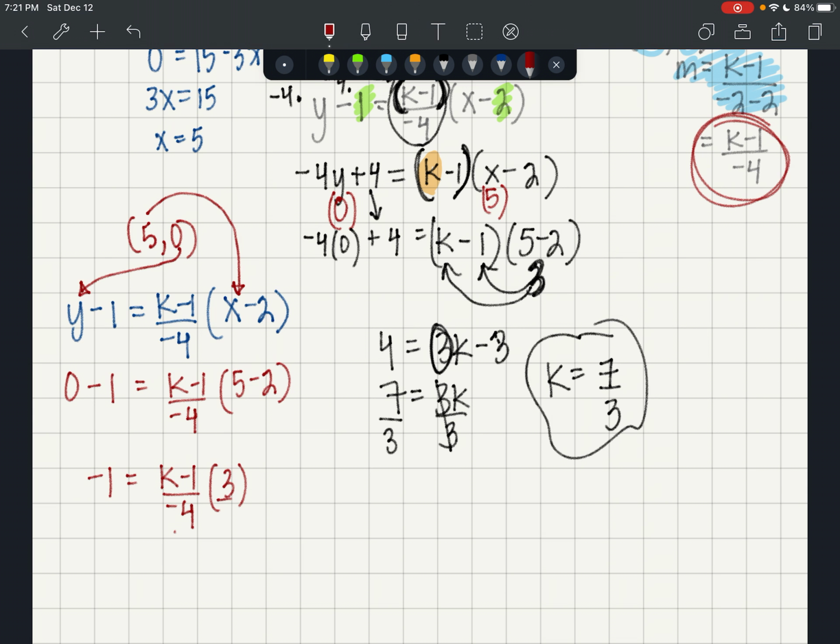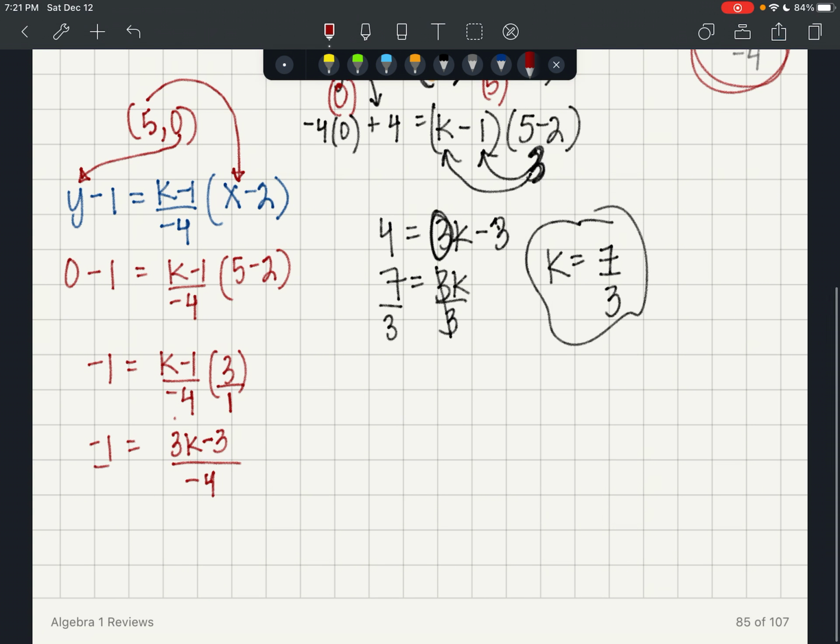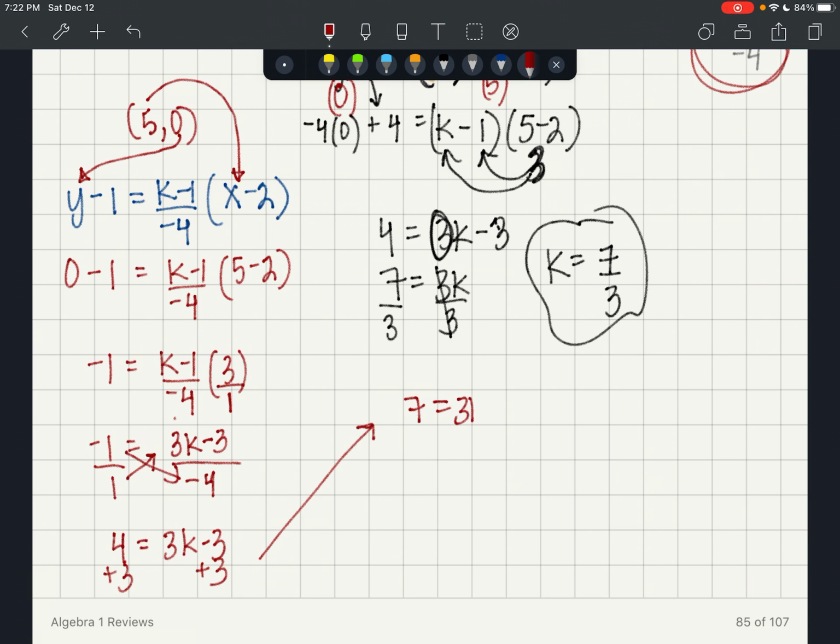Well, when you multiply fractions, let's put 3 over 1, you multiply straight across. So I'm going to have negative 4 in the denominator, and I'm going to have 3k minus 3. Well, what are we going to do here? We're going to cross multiply. Negative 1 times negative 4 is 4. And then 1 times all of 3k minus 3 is 3k minus 3. Add 3 to both sides. We get 7 equals 3k. Divide both sides by 3, and k equals 7 over 3.